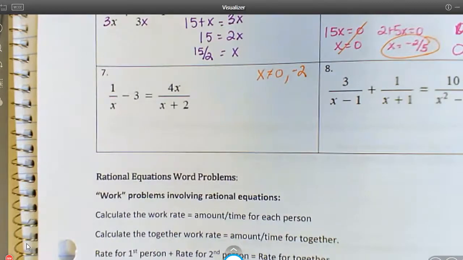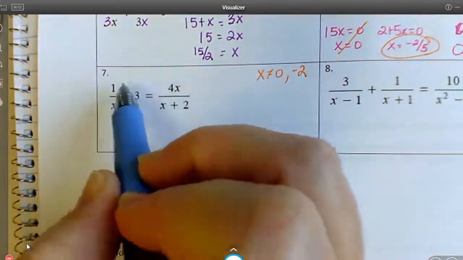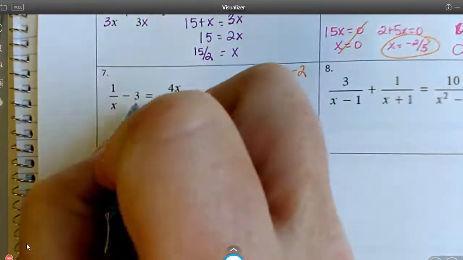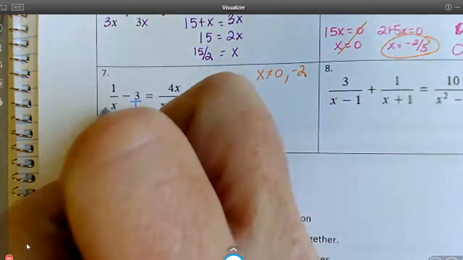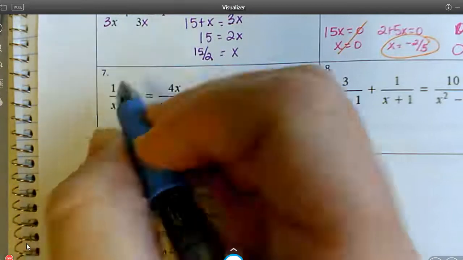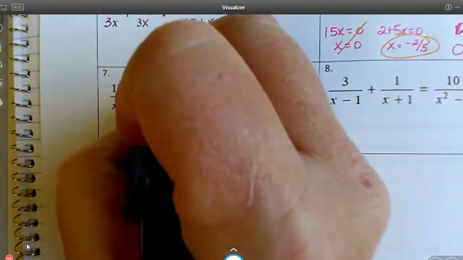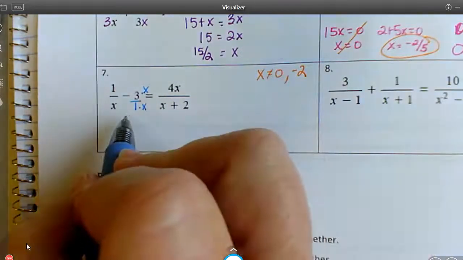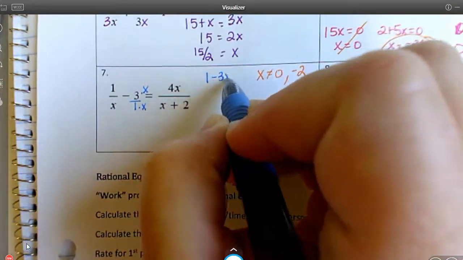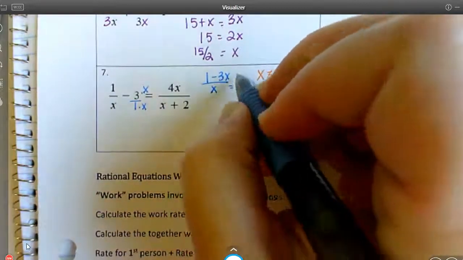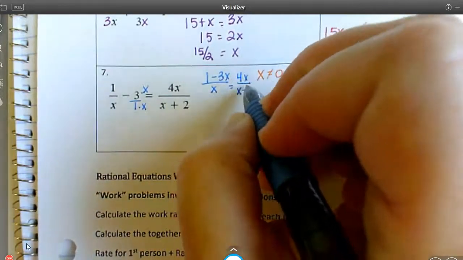Alright, what part of the fraction do we work out first? The left-hand side, because that's the side that's not a fraction yet. Think of the 3 like 3 over 1, and we need to get common denominators. So our common denominator here would be x. That already has it, so I don't do anything with that one. I just need to multiply this one by x. So that's going to give me, let's see, I think I'm going to write it here. 1 minus 3x over x equals 4x over x plus 2.